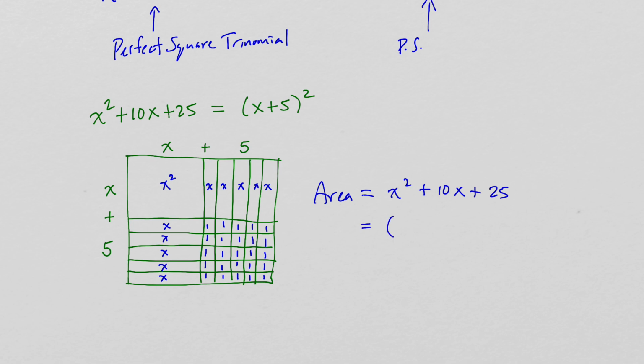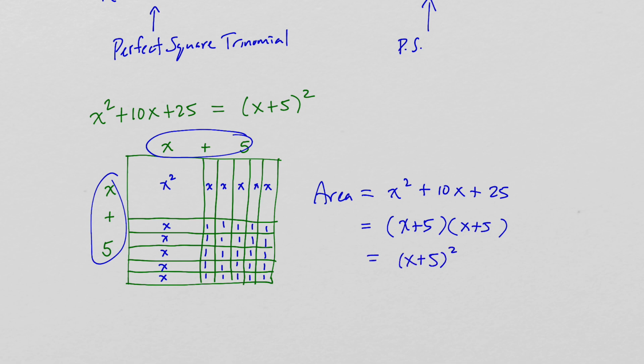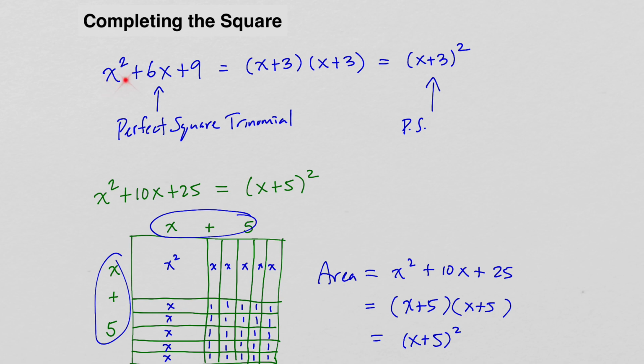But we also know that the area can be found by doing the length times the width of the overall shape here. And x plus 5 times x plus 5, of course, is x plus 5 squared. So the reason we call this a perfect square trinomial is because it makes a perfect square here, okay? All right, so now the question is, what if you don't have a perfect square? So what if instead of x squared plus 6x plus 9, what if this 9 was a different number? Like, how could I make it a perfect square? So this is where we start talking about completing the square.